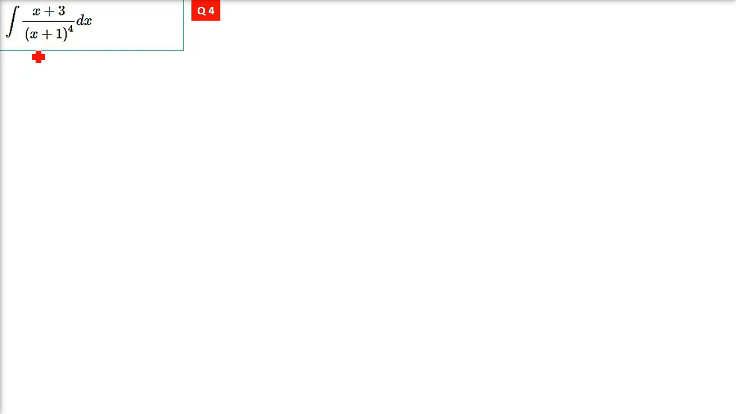X plus 3 divided by x plus 1 to the power 4. So this explanation becomes very important, because there are certain questions like this which are coming up. X plus 3 can be written as x plus 1 plus 2. Alright. So x plus 1 plus 2. This is x plus 3. We have in the denominator x plus 1 to the power 4. So now separate them out. X plus 1 divided by x plus 1 to the power 4. And 2 divided by x plus 1 to the power 4.